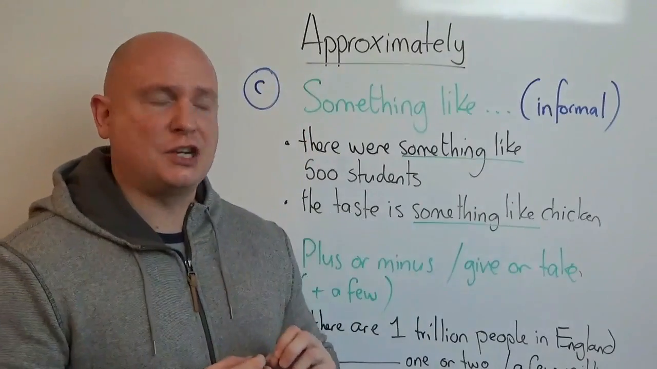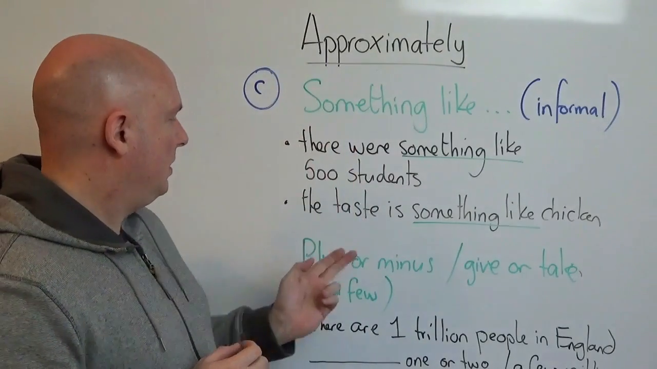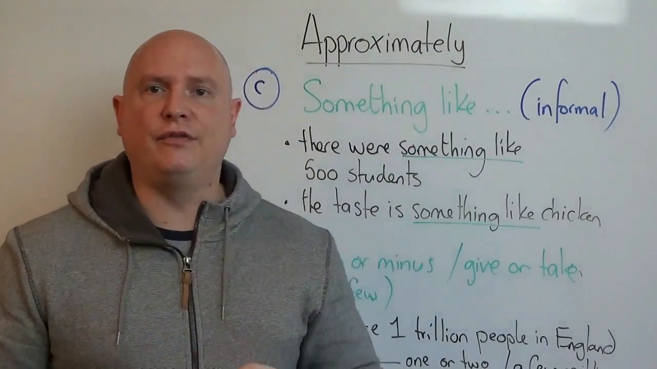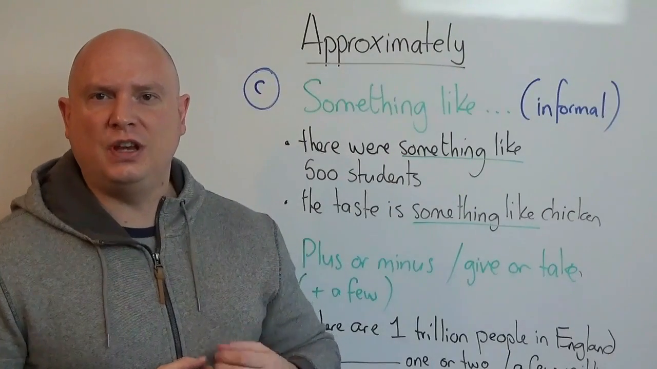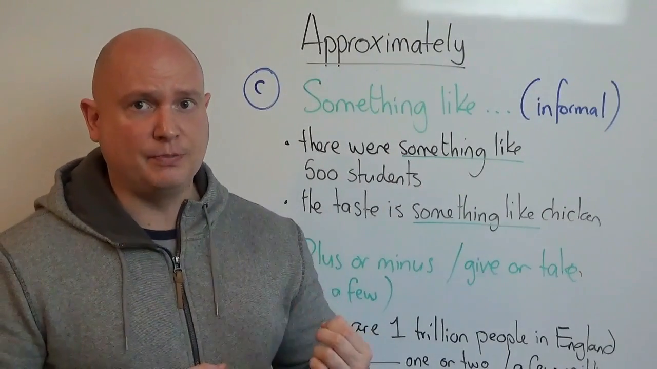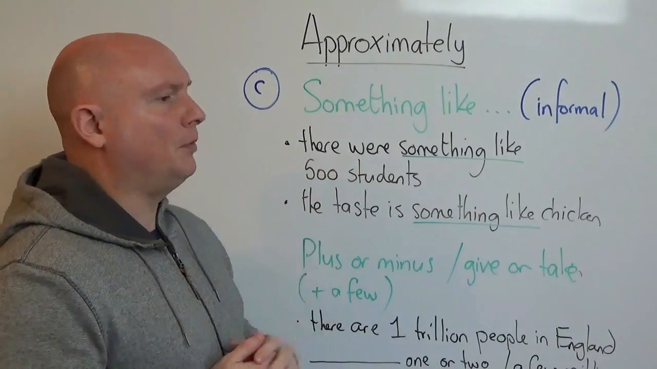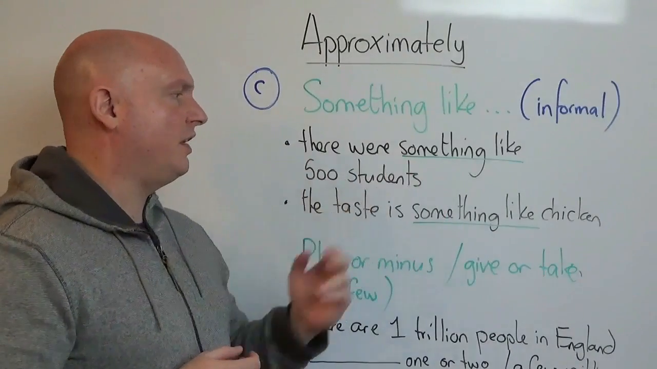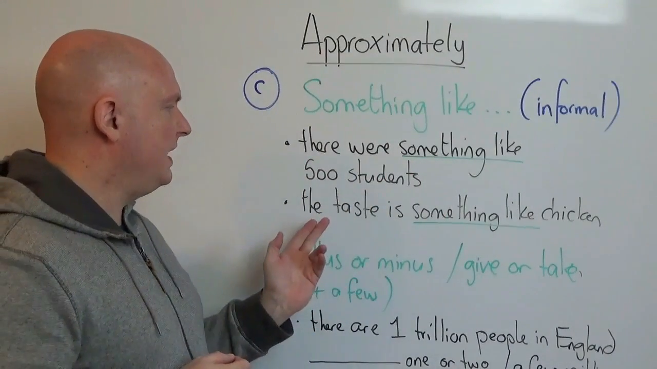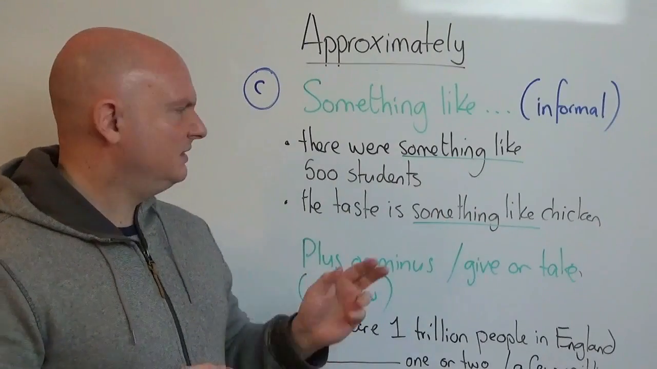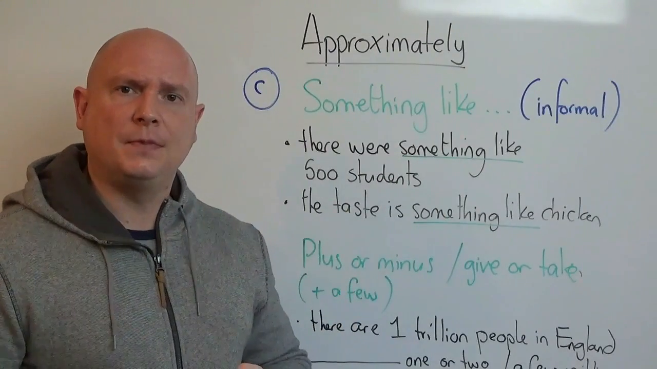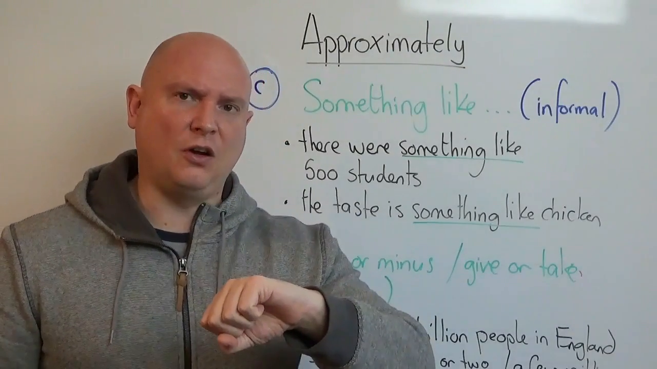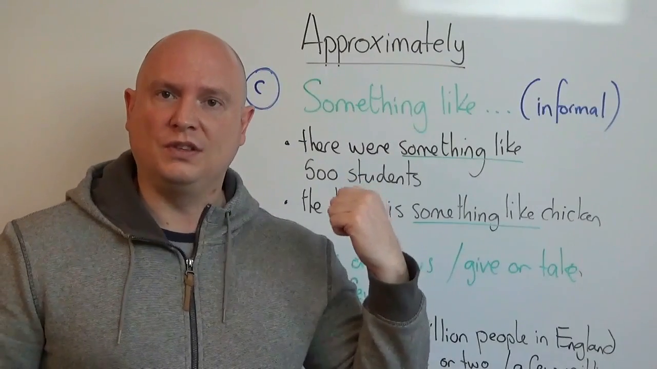Now we have the third section. We have something like, plus or minus, give or take. Let's have a look. Something like is very informal. It's not something you would use in your written English, definitely in spoken English. For example, how many students were there in the seminar? There were something like 500 students. We can also say, what does this taste like? The taste is something like chicken. But we cannot say, what's the time? It's something like 5 o'clock. We don't say that. We use the other ones that I mentioned before.